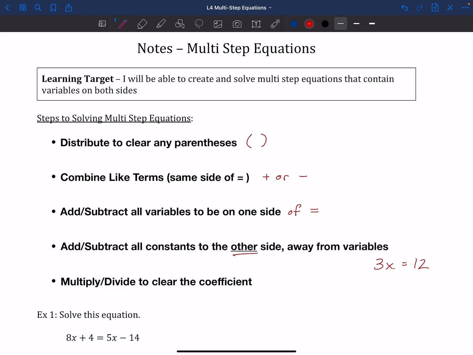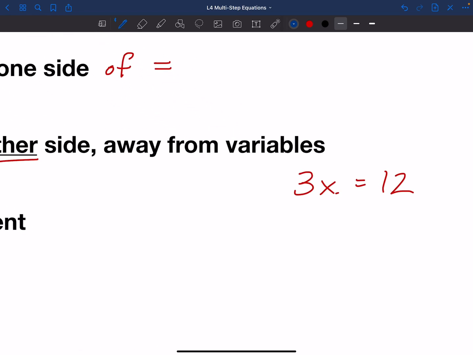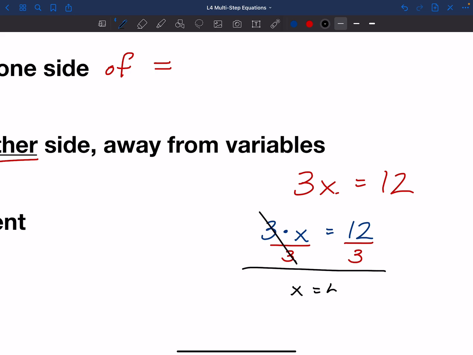After that, we either need to multiply or divide in order to clear the coefficient on the variable. In this problem I just sketched out, 3x equals 12, let's zoom in. Remember that 3x is really 3 times x, which is another way to write the exact same problem. The way we undo 3 times is to divide by 3 on both sides. Then we clear the coefficient, and x is equal to 12 divided by 3, which is 4.